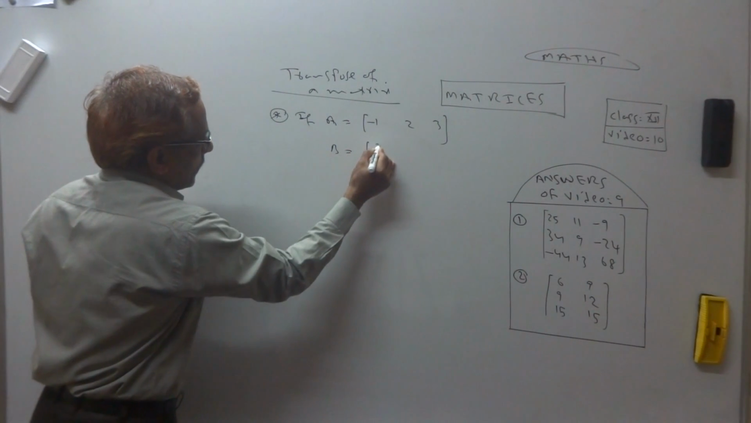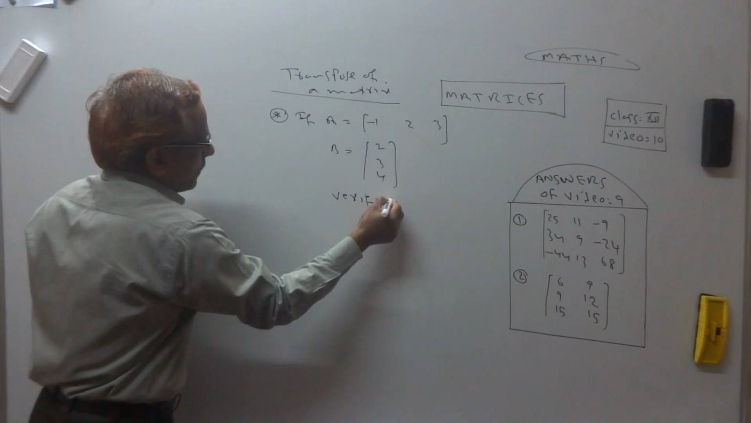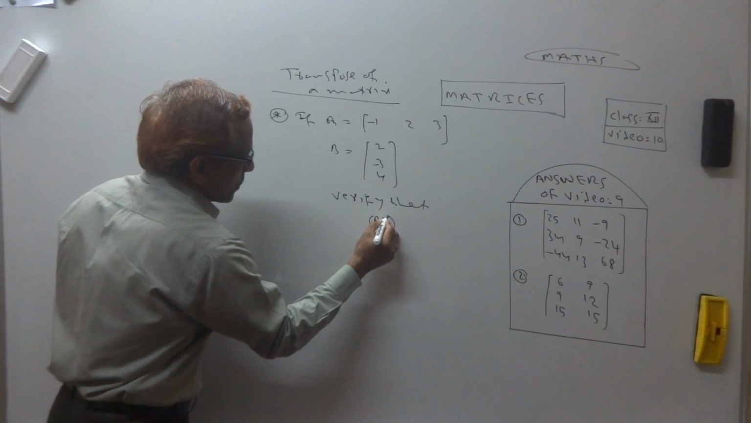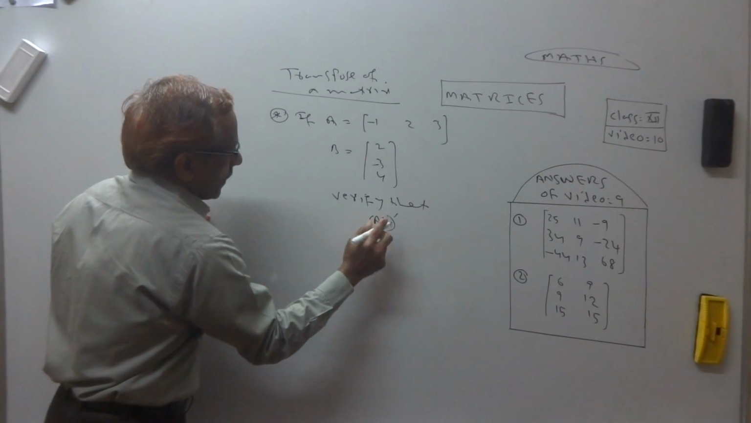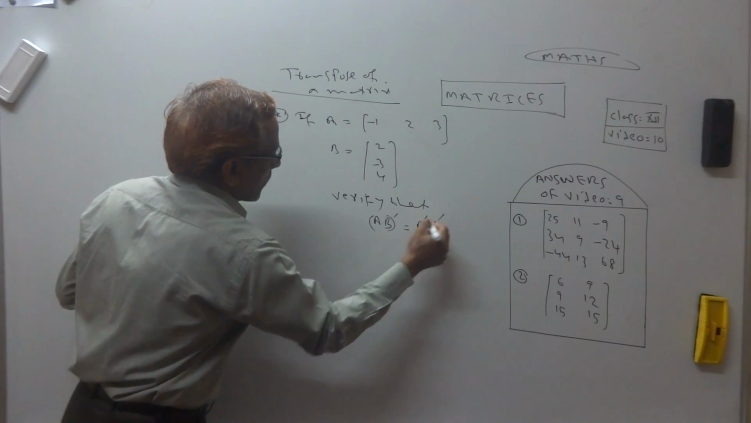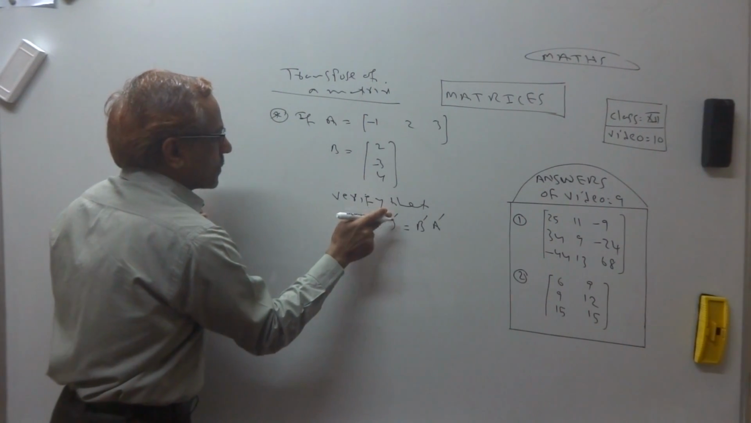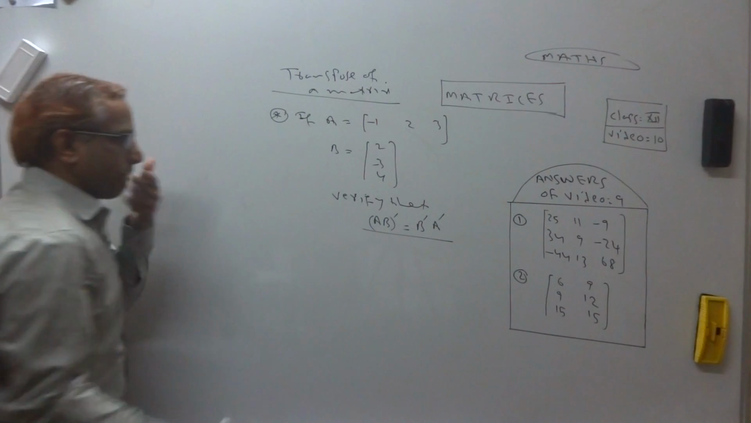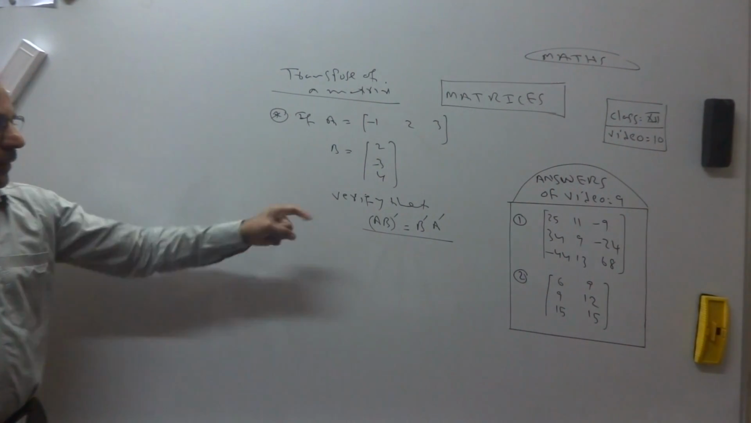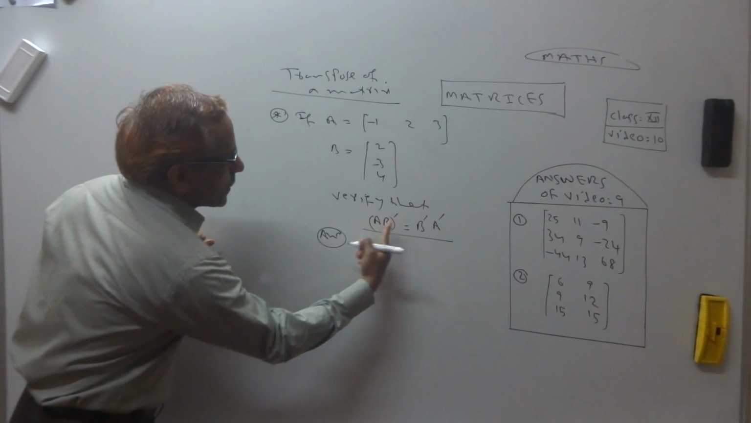A is given, B is given, verify that. It's an important question. AB transpose is equal to B transpose A transpose. This question is important. A is given, B is given, and we have to verify AB transpose is equal to B transpose A transpose. So we start. So we have to find out LHS, RHS separately.